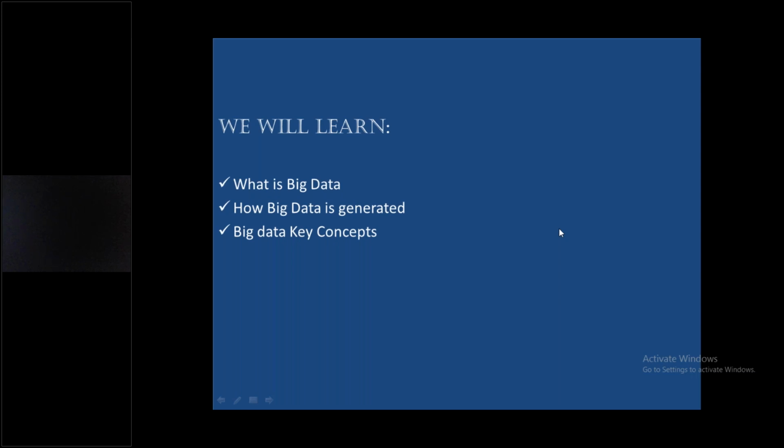Next we are going for the velocity. You understood that you are going to get some 10 GB of data, but this 10 GB of data, are you getting it every hour, or every day, or every week? That particular timing, how frequently you are getting data, you need to understand.